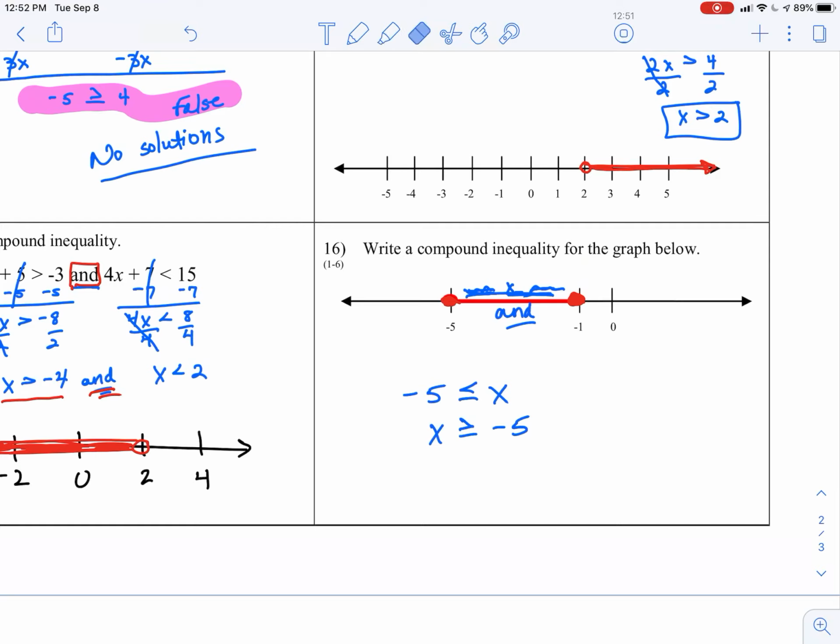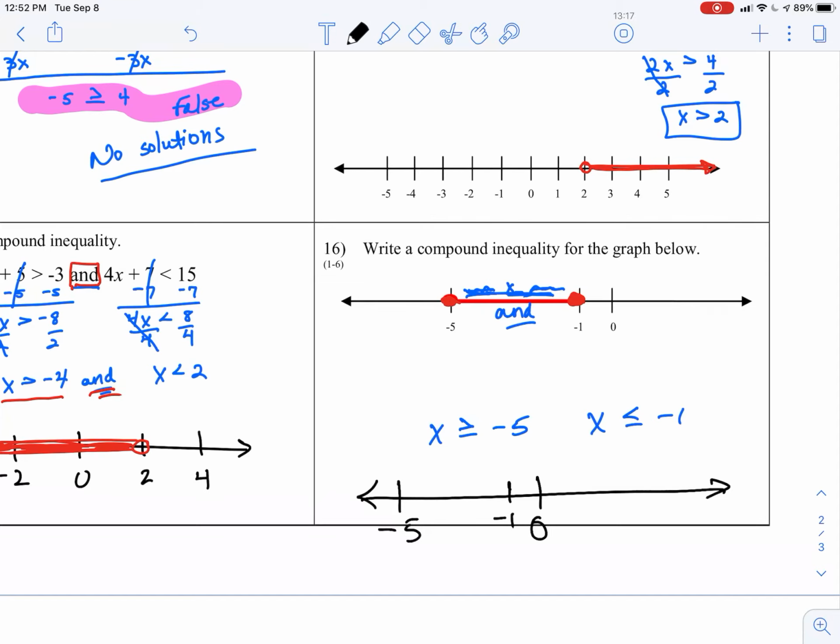In fact, I'm going to go ahead and just get rid of this one because we don't really need that one. Excuse me. And the other one, you notice that x is less than or equal to negative 1. Okay, now when I graph this thing, it should show an "and" compound inequality. It should be sharing points. So here's 0 in the middle, negative 5 is down here, and negative 1 is here.